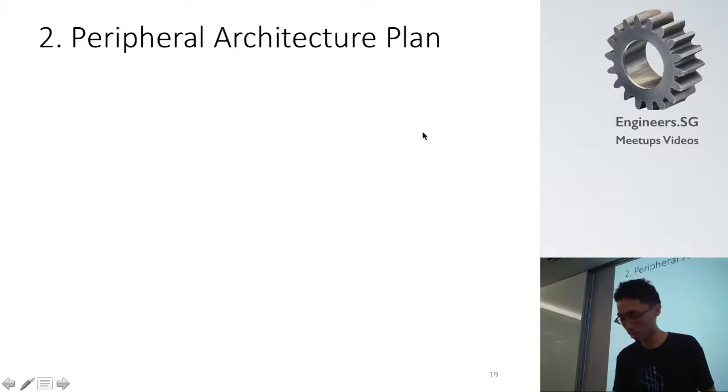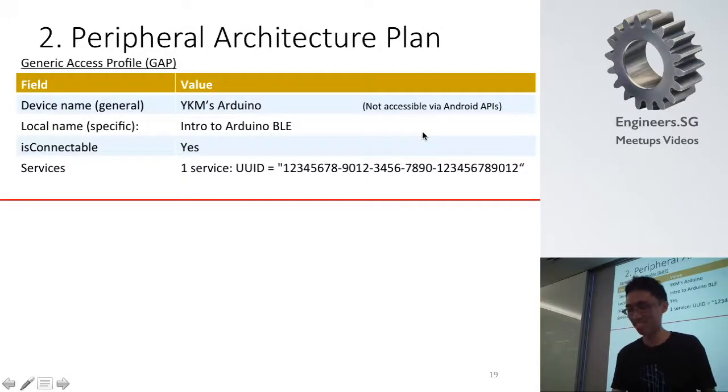Okay. So to plan for this, we need to define all these values in the peripheral. So we have to define the names, define is connectable, yes, because we want the phone to connect to it, and the features. Since we are building a custom device, I will have to define the full 128-bit service ID. Note that this particular field here is not accessible via Android, although iOS can see this value.